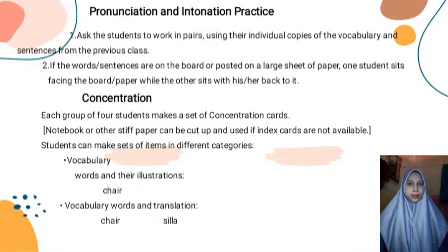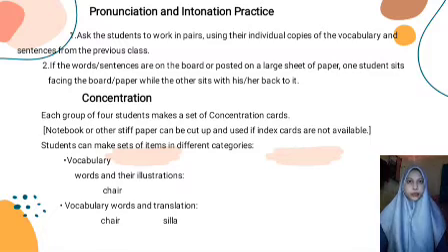Okay, the next material is pronunciation and intonation practice. The first one is to ask the students to work in pairs using their individual copies of the vocabulary and sentences from the previous class. And the second one is, if the words or sentences are not on the board or posted on a large sheet of paper, one student sits facing the board or paper while the other sits with his or her back to it.